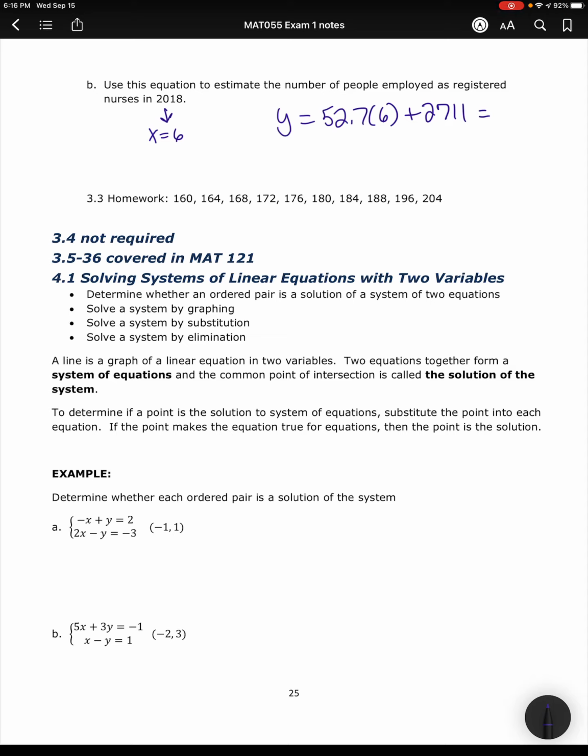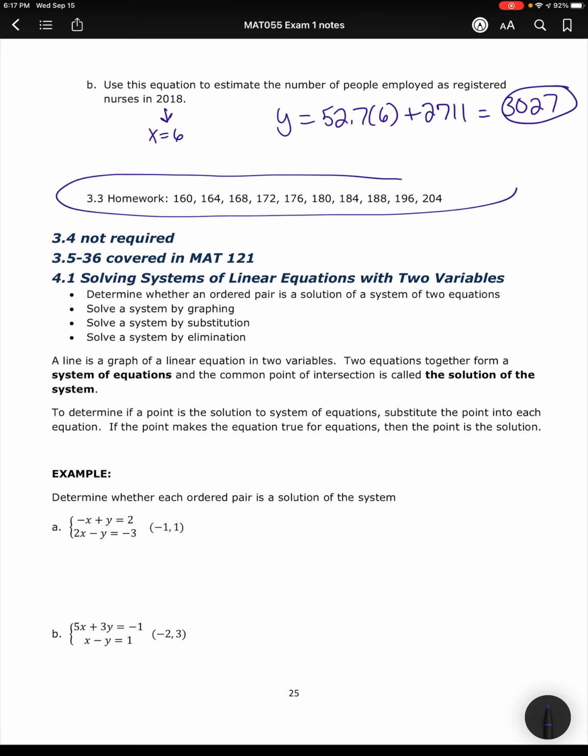All right, so my calculator tells me that that's about 3,027 nurses. There's a 0.2, but we can't have part of a nurse, so I'm just going to round it to 3,027. And then you have this homework to work on to practice these.